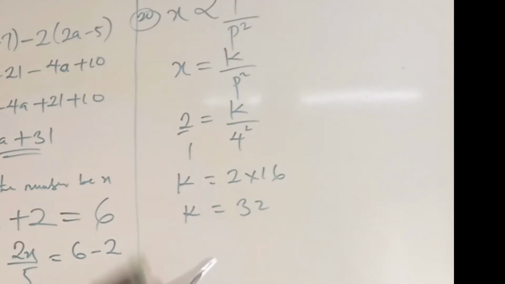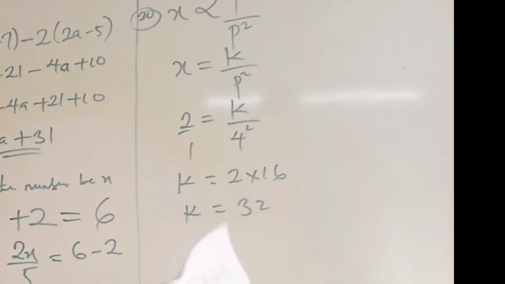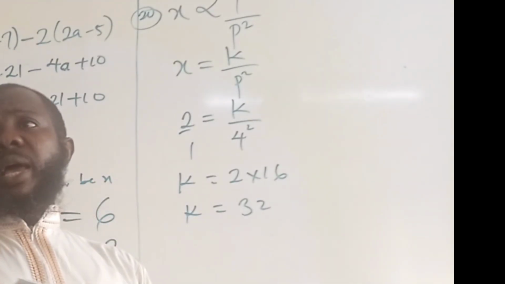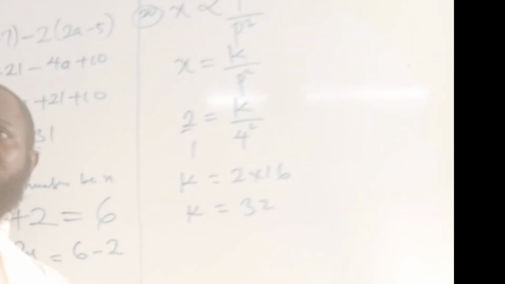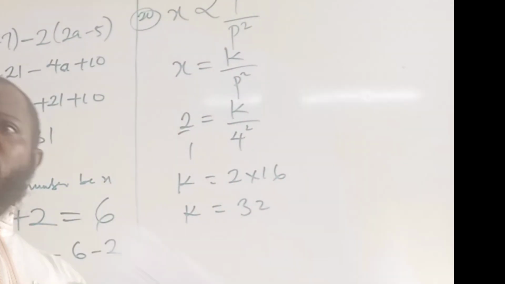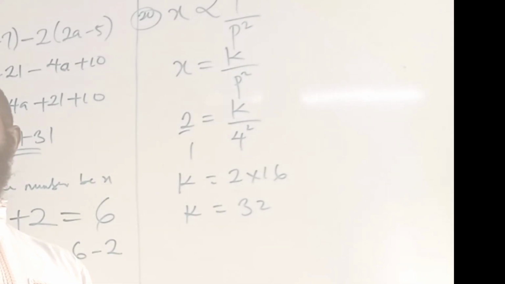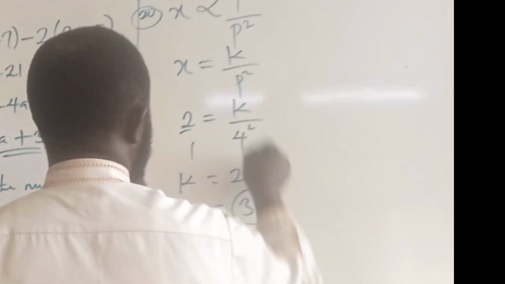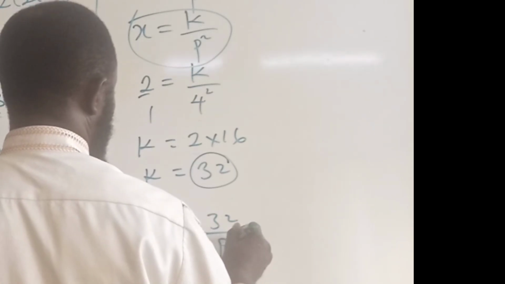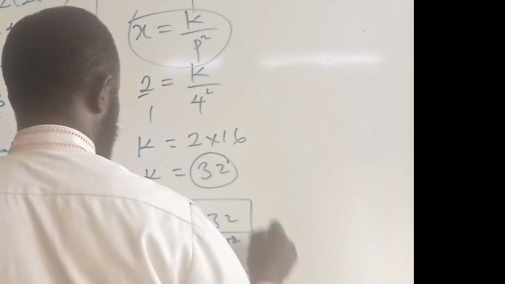Find the formula connecting x and p. You can see the first question they asked on variation. Sometimes they will ask you to find the relationship between the variables. Find the formula connecting this and this. They are asking the same thing. Or they can say, what is the relationship between this and this? The same question, but in a different way. Am I with you? So in that case, we just put this into what? Into this. That means x will be equal to 32 divided by what? p squared. Is that clear?